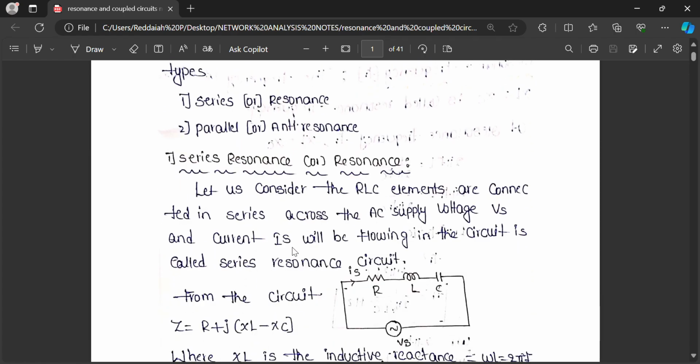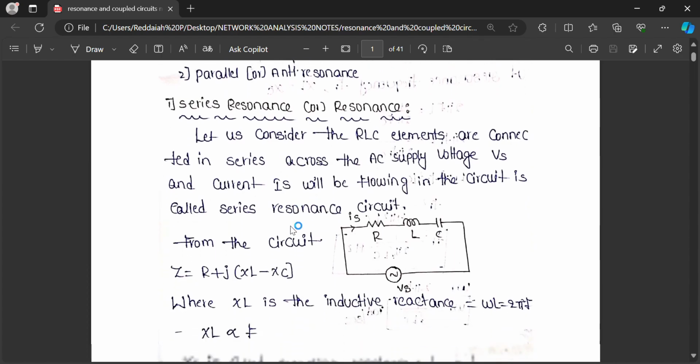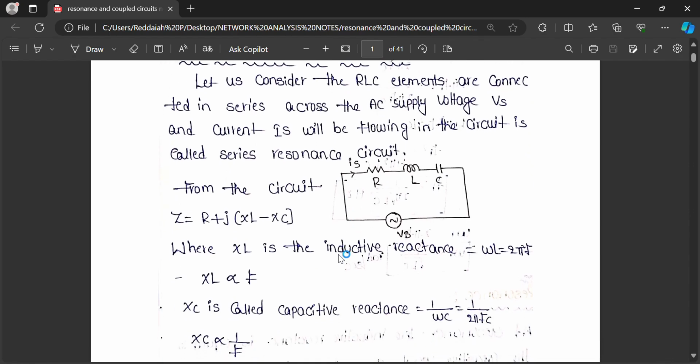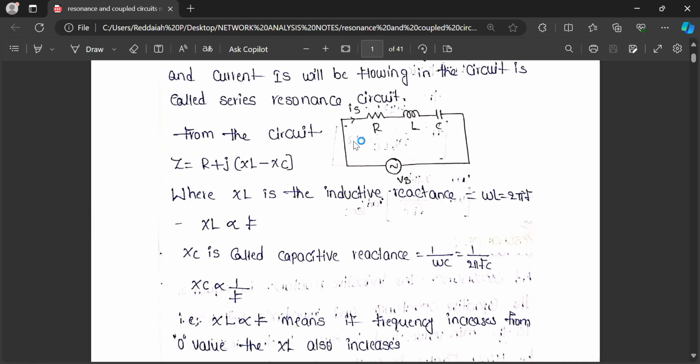Series resonance, or resonance: consider an RLC circuit connected to an AC supply. A current IS will flow in this circuit. That is called series resonance. From the circuit, what is Z? Z is R plus j(XL minus XC), where XL is inductive reactance.